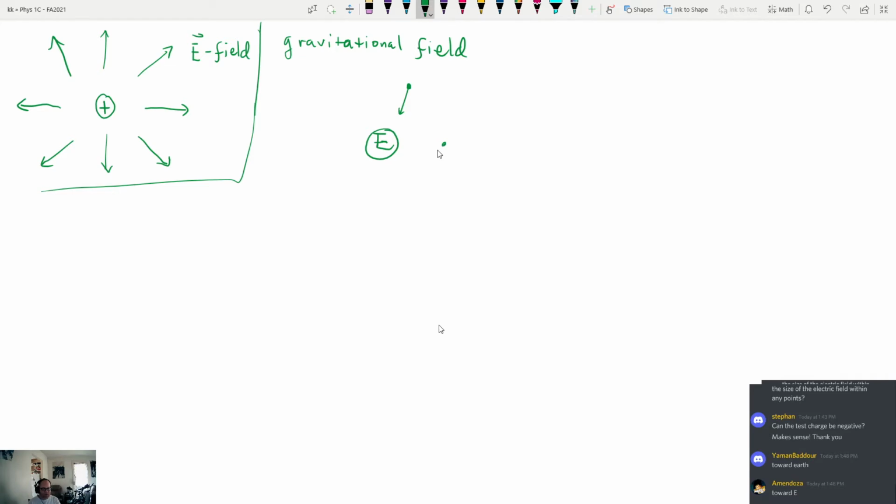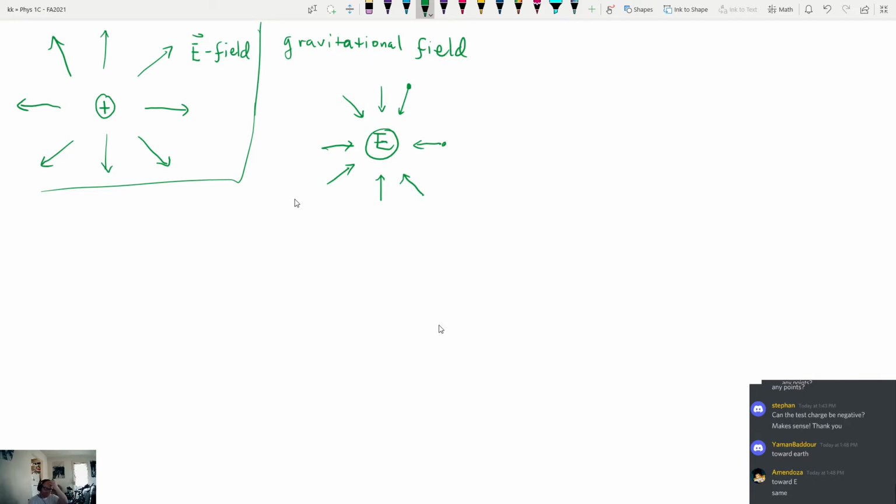What direction would the force be? Towards Earth. It's always the same answer, right? Okay, this is interesting. So look at what this one looks like. They're really similar to each other, actually, right? They're extremely similar. They're almost exactly the same. There's one difference, which is that for the positive charge, the electric field lines point away, but for the Earth, the gravitational field points towards the Earth, right?